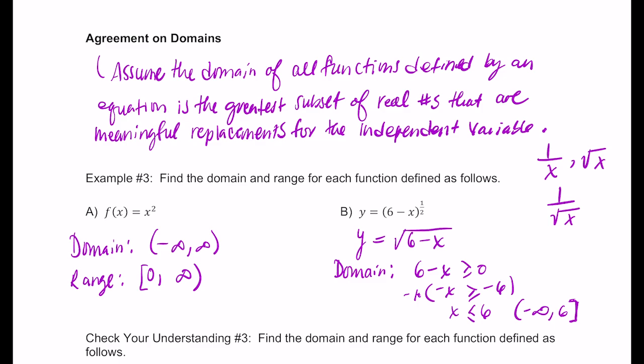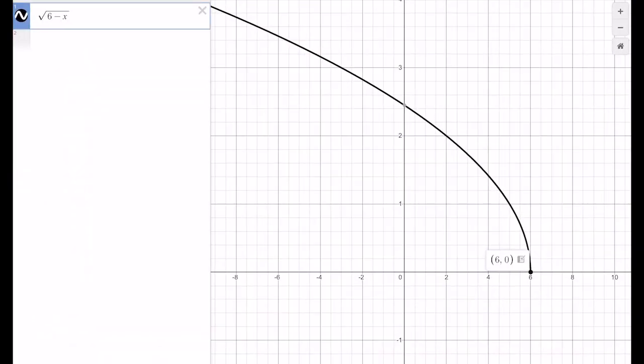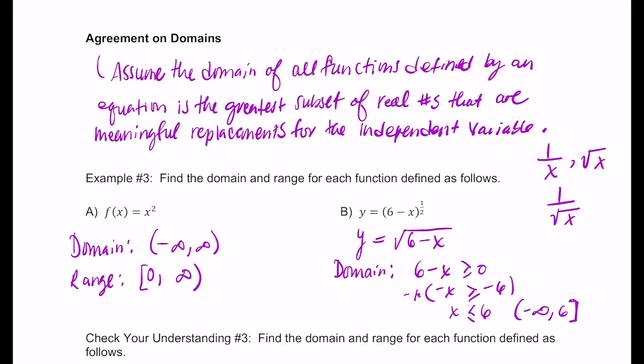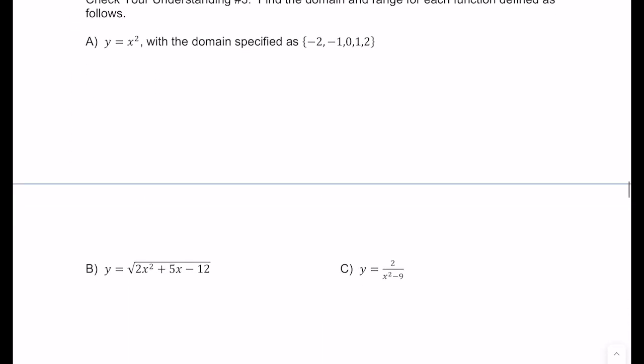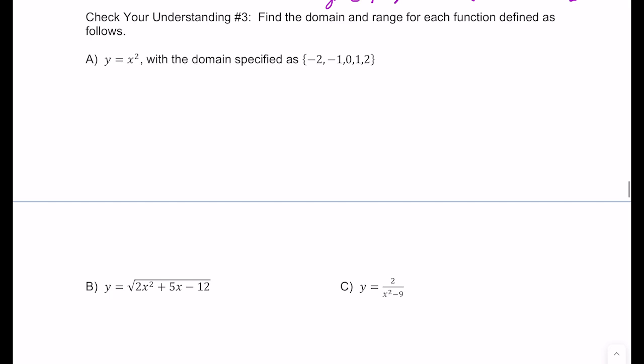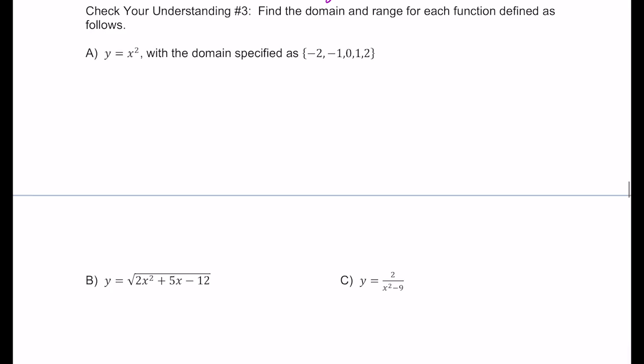Now for your range, you can tell just by looking at the graph that the lowest y value that you'll get is 0, and then it continues on upwards. So your range would be from 0 to infinity. And the 0 would have brackets because it actually equals 0. And then the infinities always get parentheses. So there's your domain and range. Okay, you can practice the next 3 problems on your own. Determine what the domain and range are for each of those functions.